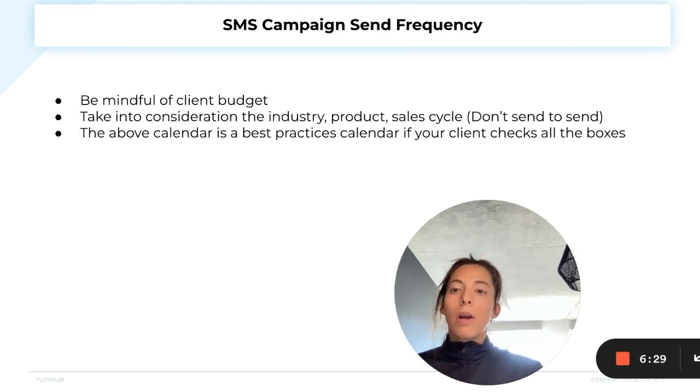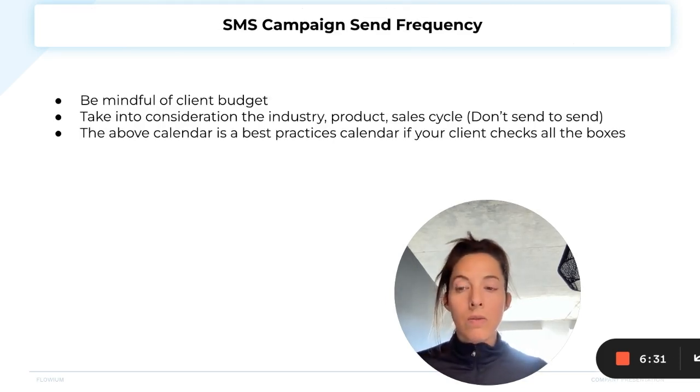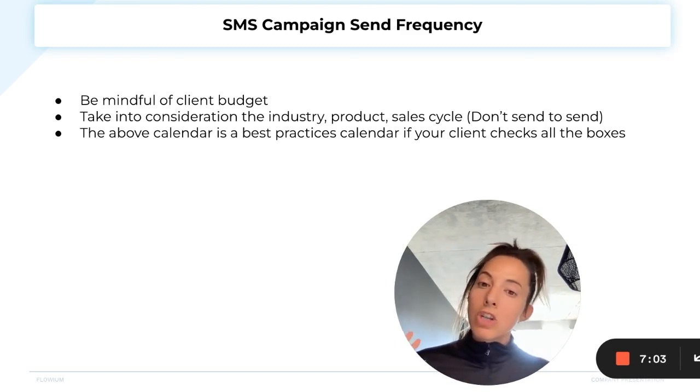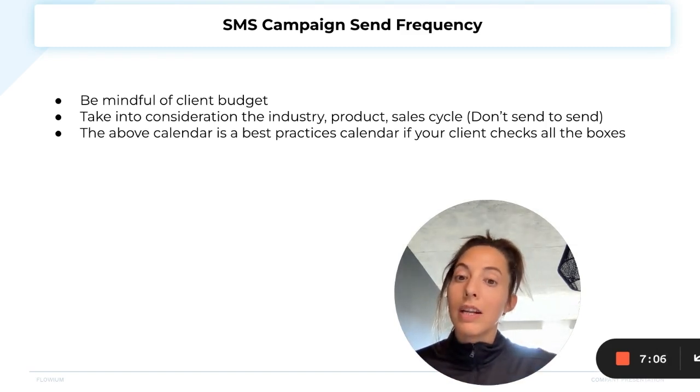And yeah, so final notes on SMS campaign send frequency. We want to be mindful of client budget. We want to take into consideration the industry, the product, the sales cycles. Even though I'm mentioning we should be sending 7 campaigns a month, if it doesn't make sense, we're not going to send just to send, because we do not want to overload our audience, make our message redundant, and develop a spammy and poor sender reputation with our carriers, etc. So the above campaign calendars I just mentioned are best practices if your client checks all those boxes.